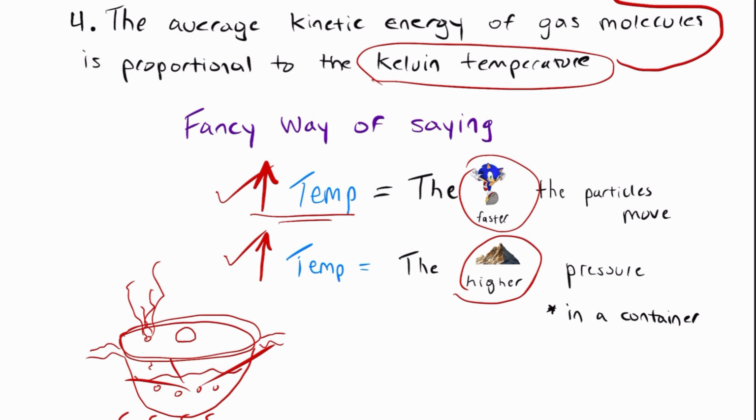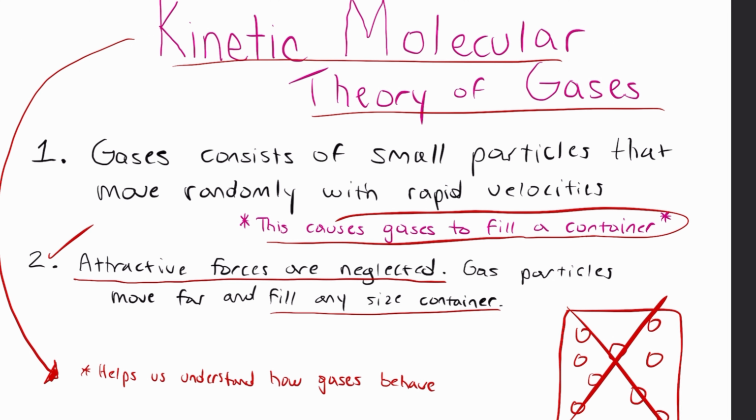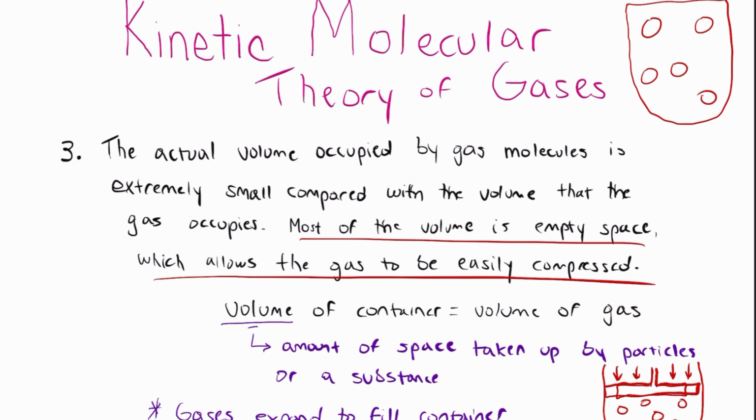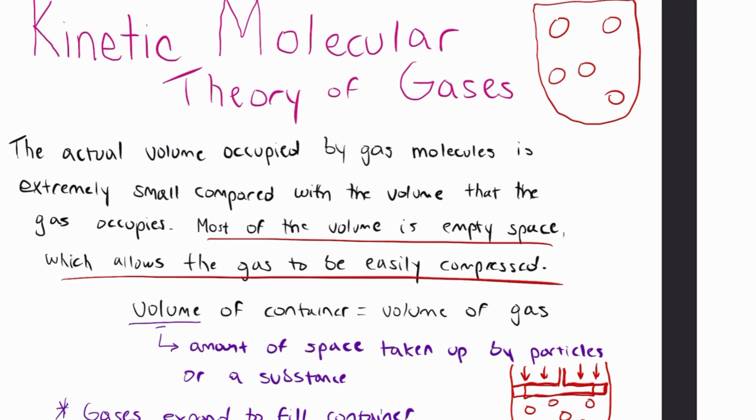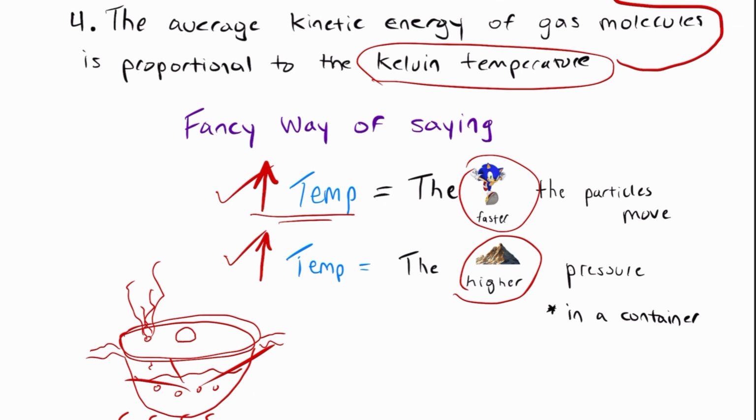So this is the 4th property. So far we have that gases move randomly. They do not like being next to each other, right? The volume of the container and the volume of the gases are the same. This allows things to become compressed. That's why gases are easily compressed. And then, of course, we have that the average kinetic energy of gas molecules is proportional to Kelvin temperature. In other words, temperature increases the movement of particles. It can also increase the pressure within a container.